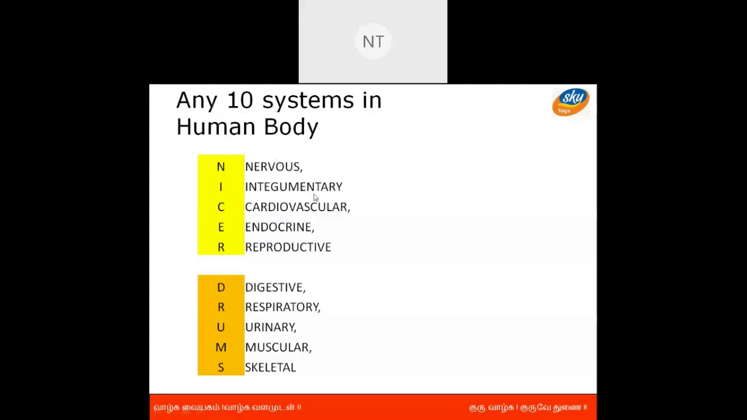So what I'm trying to say is, if you have some sort of easiness, like you can fix with your regular work, it is easy to remember. So tomorrow or next time, if anyone asks, even if you yourself want to know how many systems are in the body, by remembering the name NICER DRUMS, you can easily get to know the total number of the systems and what the names are.